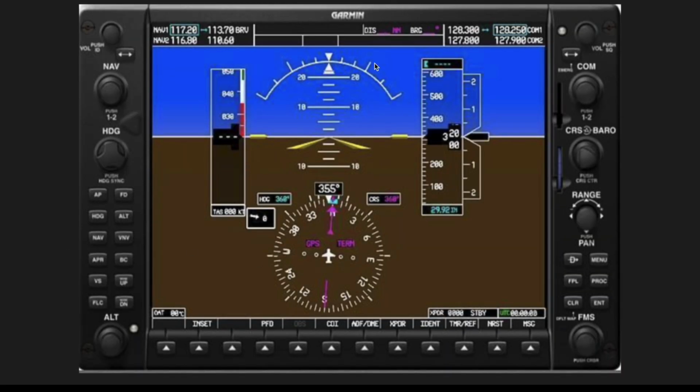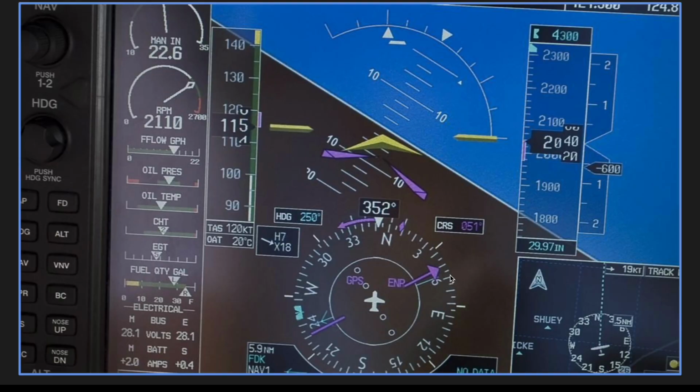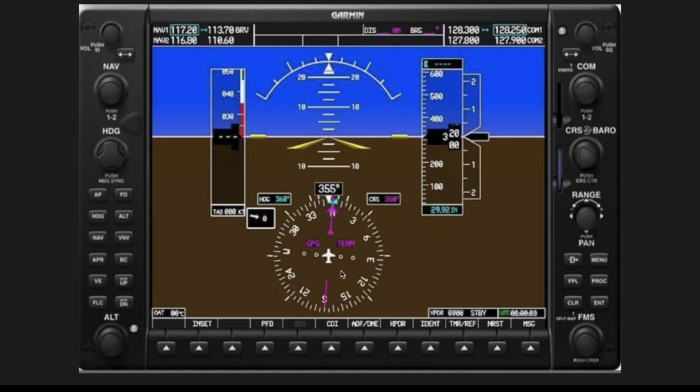So this is a look at our G1000 panel from our simulator here. Very common in training aircraft. Right here, this is the heading indicator. This is the altimeter over here, and this is the vertical speed indicator. This is the airspeed indicator, and this is the attitude indicator.